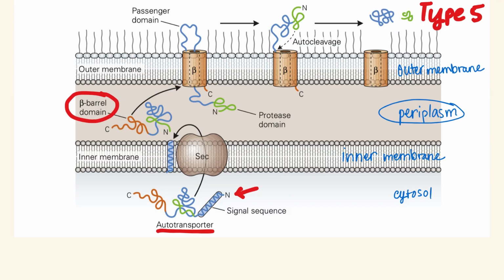The autotransporter protein is delivered into the periplasmic space via the general SEC system. Once in the periplasm, the autotransporter domain inserts into the outer membrane and forms a pore through which the other domains of the protein traverse. In some autotransporters, autoproteolytic cleavage releases the other domains from the autotransporter domain.